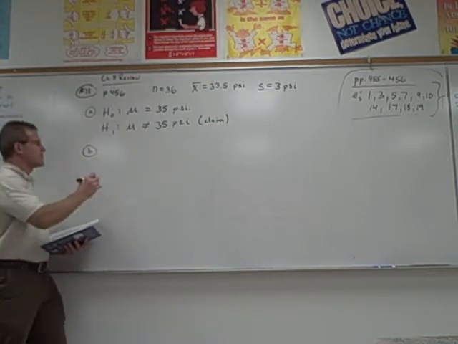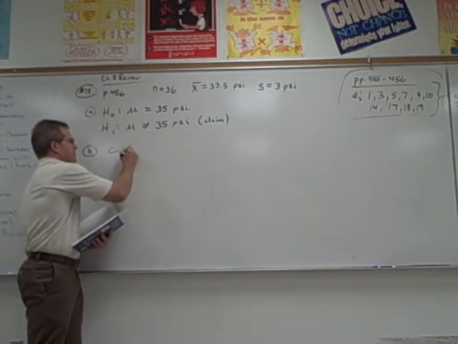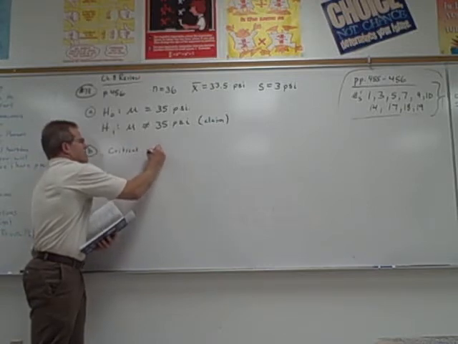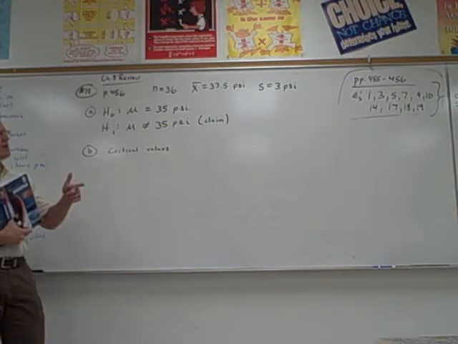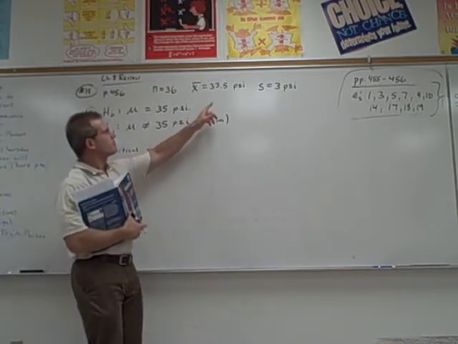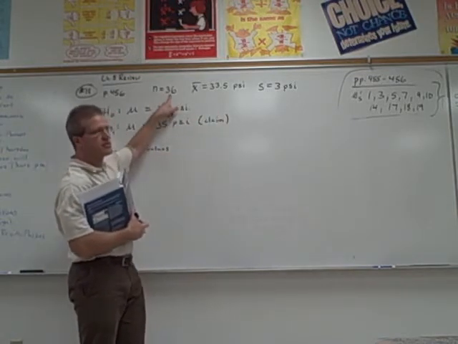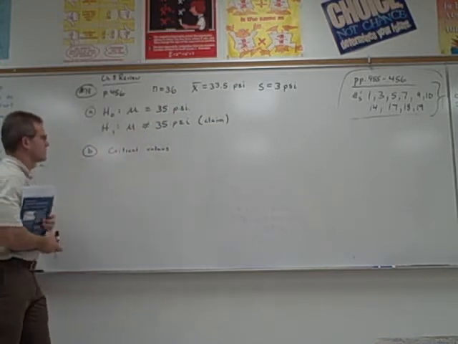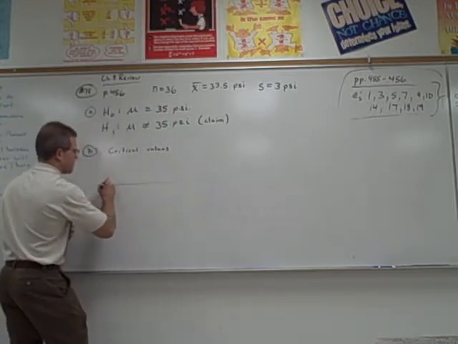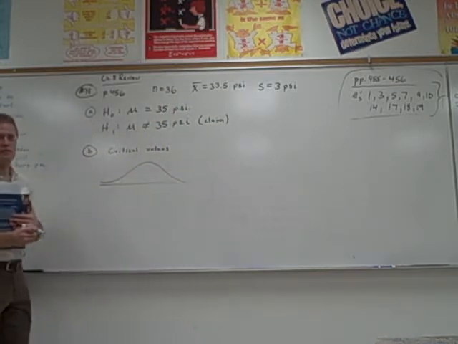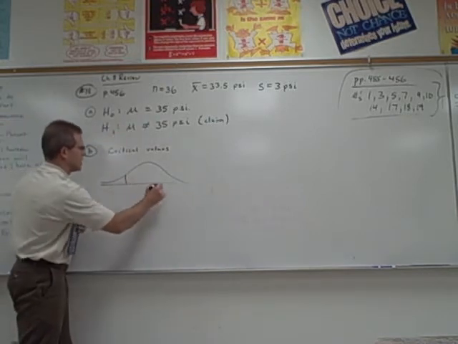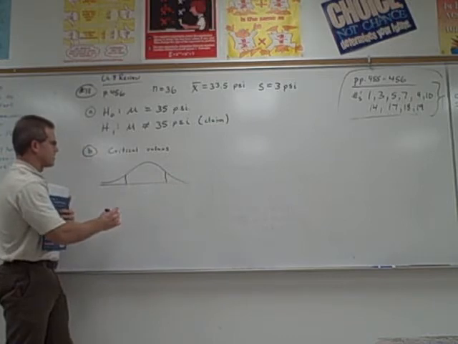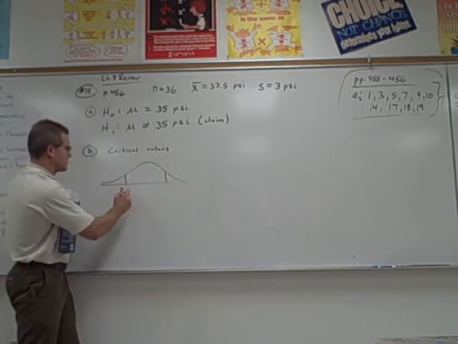Step B is to find the critical values. We're talking about a mean, so you're either going to use Z or T. Our sample size is greater than 30, so we're going to use Z. One-tailed or two-tailed? Two. Yep, see an equal sign, that means two-tailed. We have two tails here. We have two critical values. They're both going to be Z values.